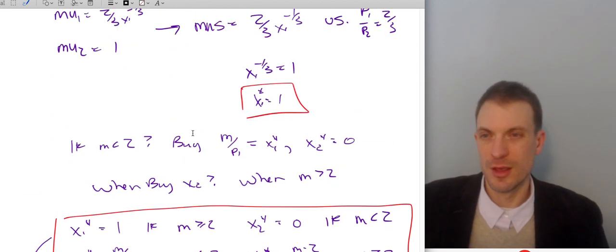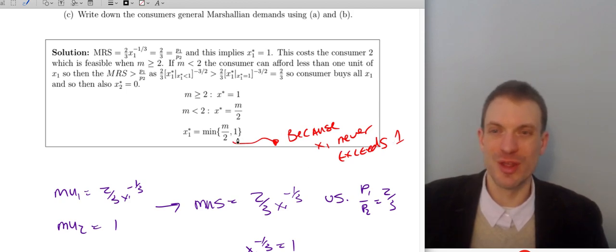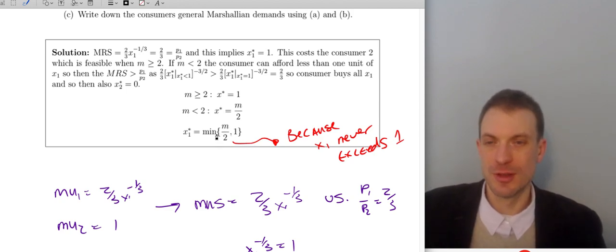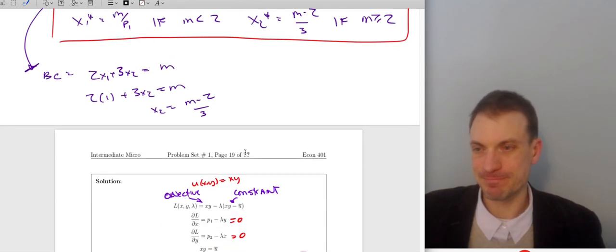All right. And then the way that I wrote up the solution, I have X1 star is equal to the minimum of M over 2 and 1. That's because X1 never exceeds 1. Bob's never going to acquire more than 1 unit of good 1. Bob is focused on getting 1 unit of good 1. So we'll get at most 1 unit of good 1, and then Bob starts buying good 2.